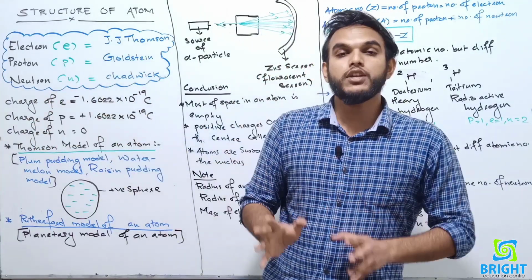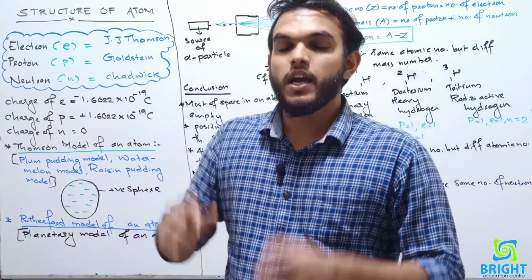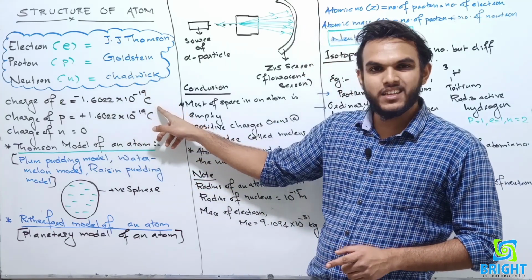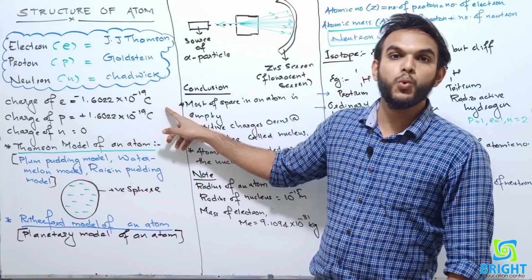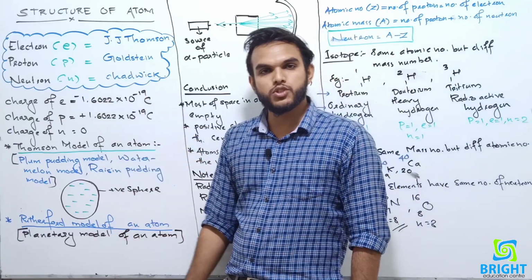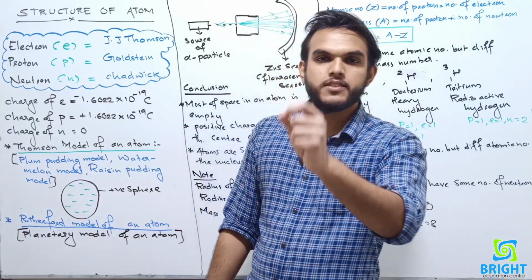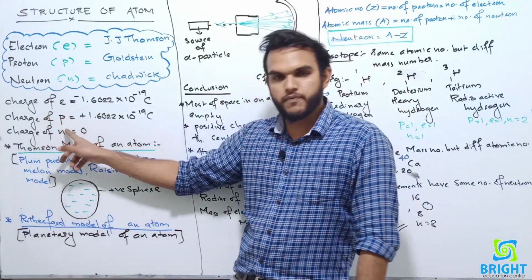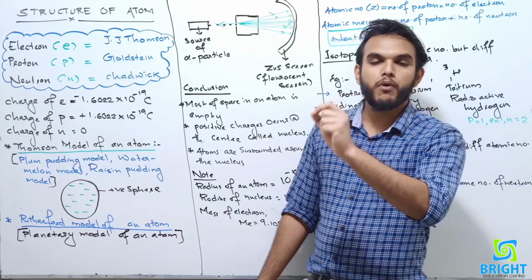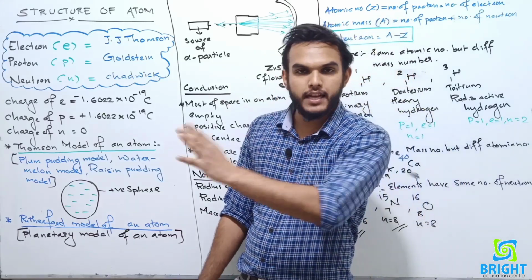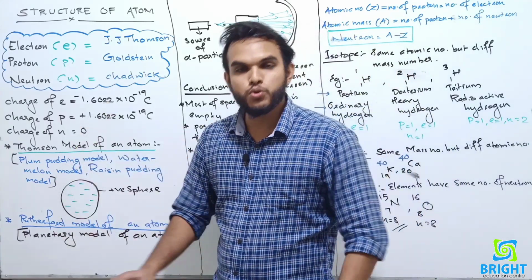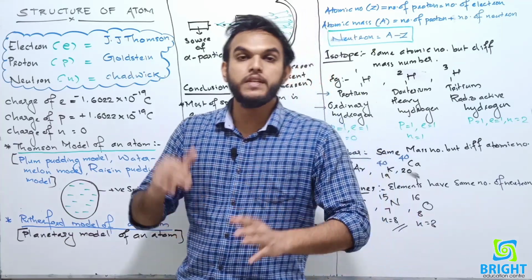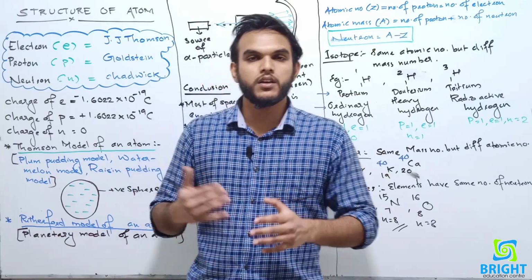First of all, you have to know about the charge of electron, charge of proton and charge of neutron. Electron has a negative charge and the charge is -1.6022 × 10⁻¹⁹. The unit of charge we can represent as coulomb. Therefore, the overall charge of electron is -1.6022 × 10⁻¹⁹ coulomb. What about the charge of proton? It will be +1.6022 × 10⁻¹⁹ coulomb and the charge of neutron will be equal to zero. Is that clear?